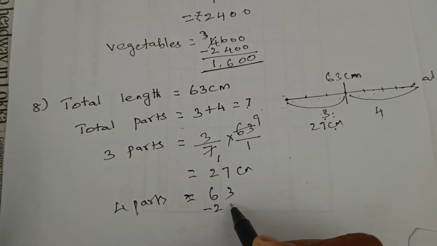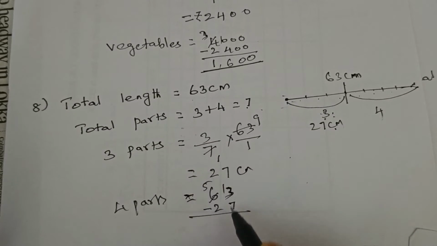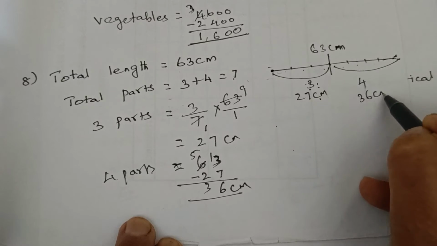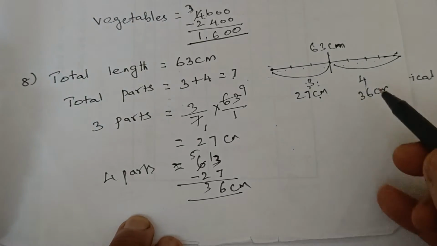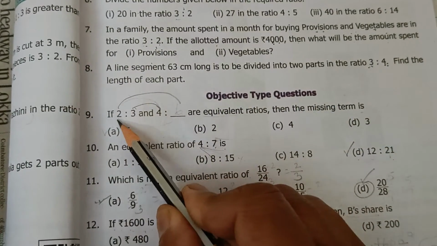It is 63 minus 27. Subtract. From 3 we cannot cut, so borrow. 13 minus 7 is 6. 5 minus 2 is 3. 36 centimeter is the length of the second portion. Understood? Now we'll move on to objective type questions.